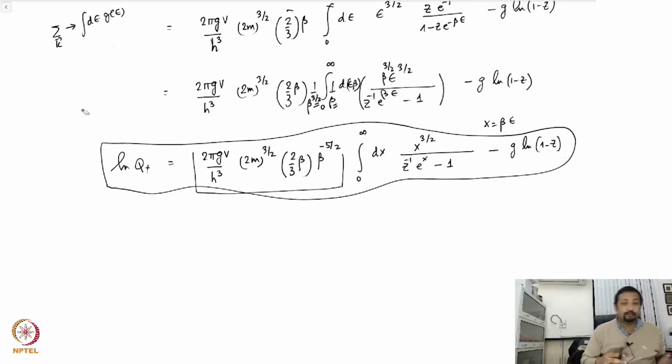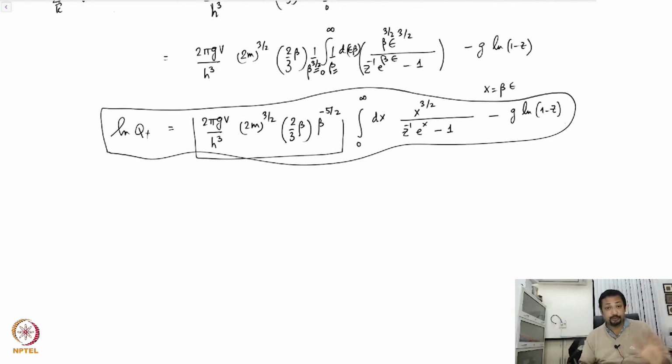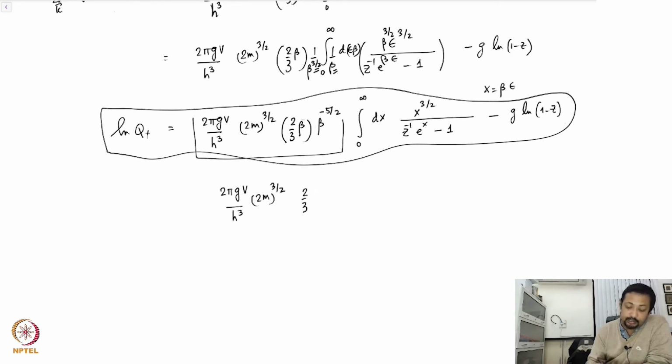Now I said that both of them are identical. You're going to get the same thing. I have just used different approaches for the two different cases so that you are familiar with both of them, how you want to proceed, right? So now 2 pi gV over h cubed, twice m raised to the power 3/2, 2 by 3, this gives you 1 over beta to the power 3/2.